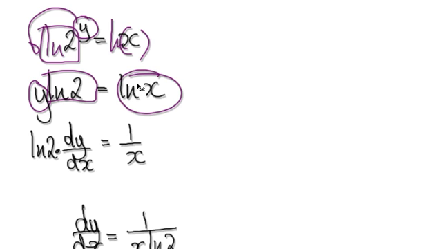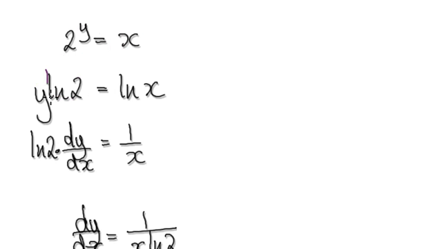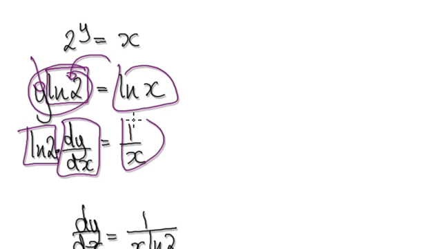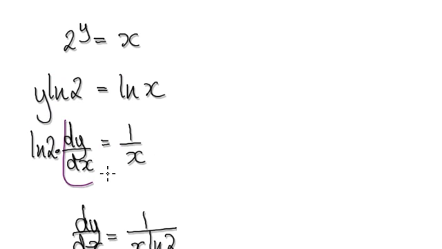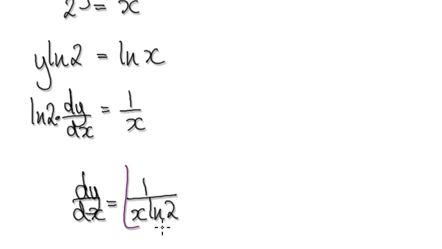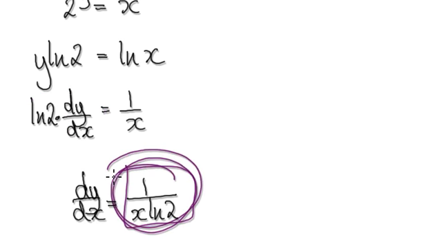So you've got this. Now use implicit differentiation. Don't forget, this is just a constant. Differentiate this thing here and it will give you this constant here. But because y is a function of x, you need to stick dy by dx in there. Differentiate this, 1 over x. You're after dy by dx, so divide both sides by natural log of 2. That will then give you this. So when you differentiate it, it will give you this thing.